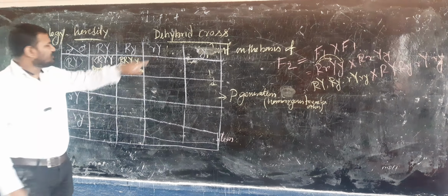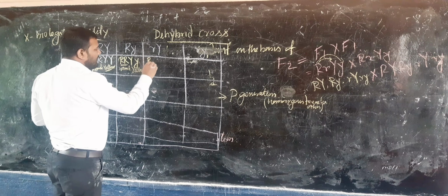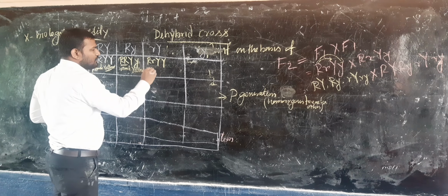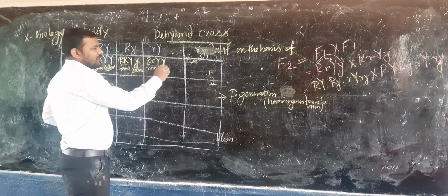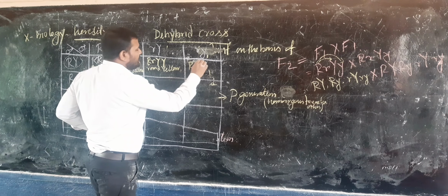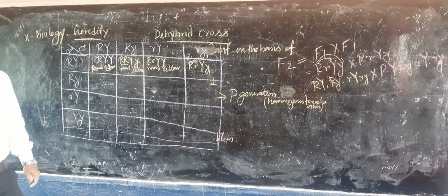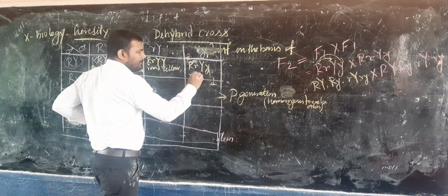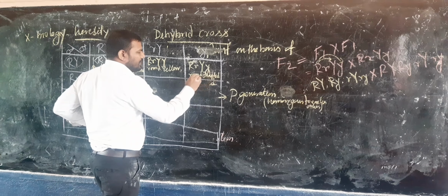Now these are going to fertilize with this, producing capital R, capital Y, small y. These are round shaped. Capital R will be dominant over the small r. The round shaped yellow color. And the last one, capital R, small r, capital Y, small y. So capital R will be dominant over the small r, and capital Y will be dominant over the small y. So producing the round shaped yellow colored seed.